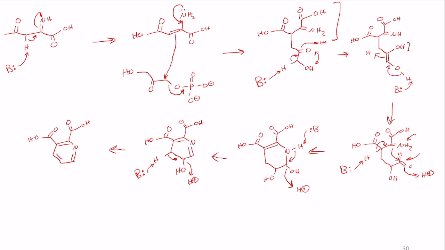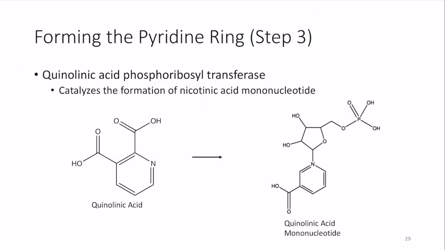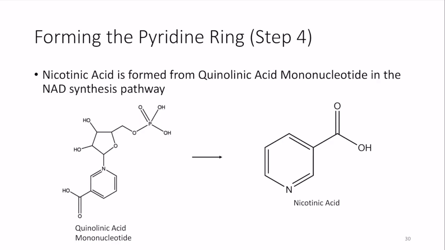That is quinolinic acid. Basically, this quinolinic acid is going to undergo a reaction with the enzyme quinolinic acid phosphoribosyltransferase, and that makes nicotinic acid mononucleotide. Then nicotinic acid mononucleotide is then able to go through the NAD synthesis pathway.